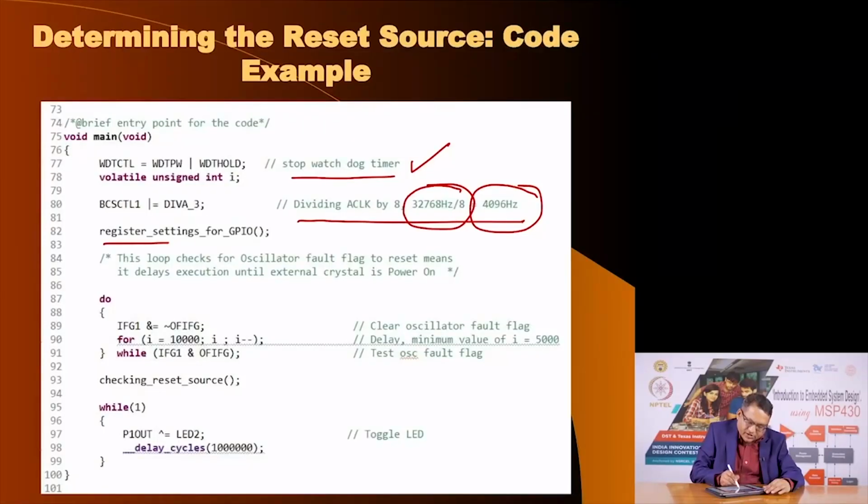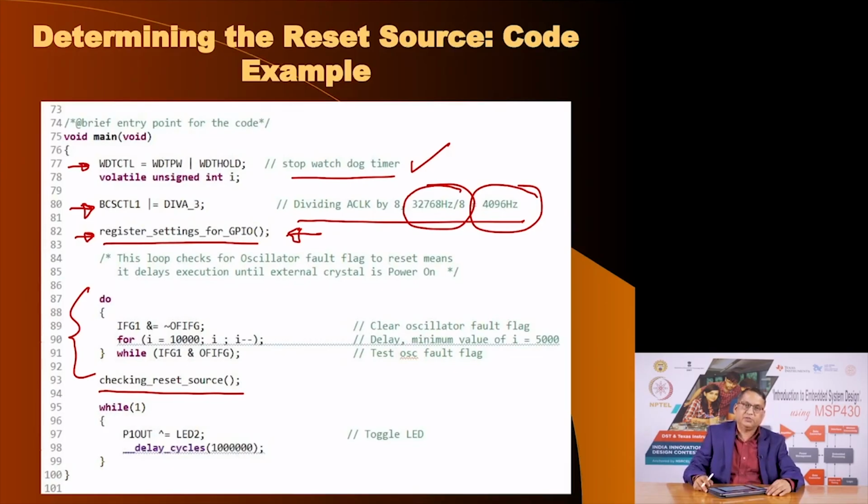Here is a code which allows you to set the bits appropriately. You want those port 1 bits to be outputs, and now you are waiting for that oscillator to stabilize, and then you check the reset source. Also, in this we will go and see the code. The first program that runs is you of course turn the watchdog timer off, then you enable the auxiliary clock, and then you run off to execute this register settings for GPIO part of the code.